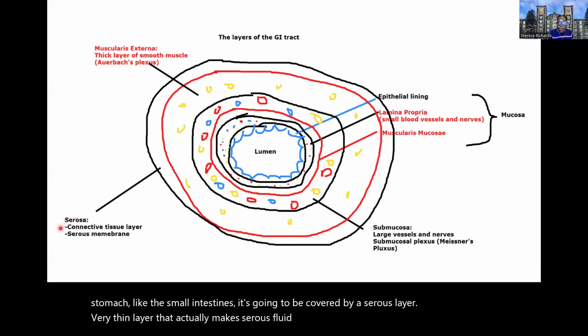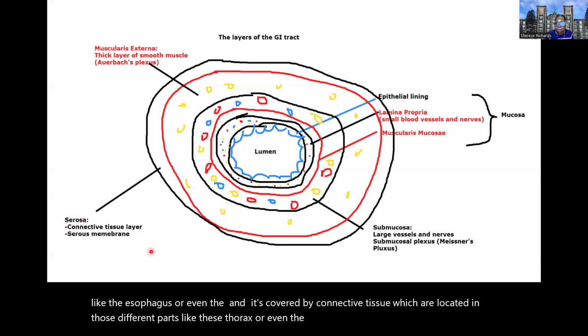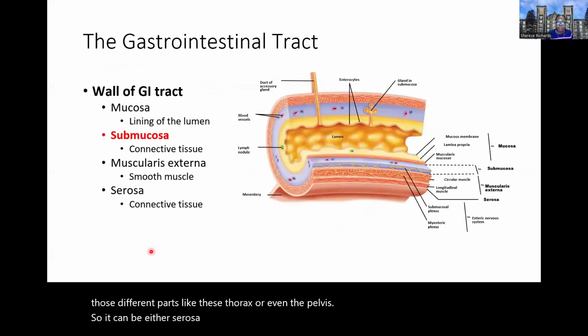Whereas in lower and upper parts of the tract, like the esophagus or even the rectum and anus, it's covered by connective tissue, which are located in those different parts, right? The pharynx, the thorax, or even the pelvis. So it can be either serosa or connective tissue.